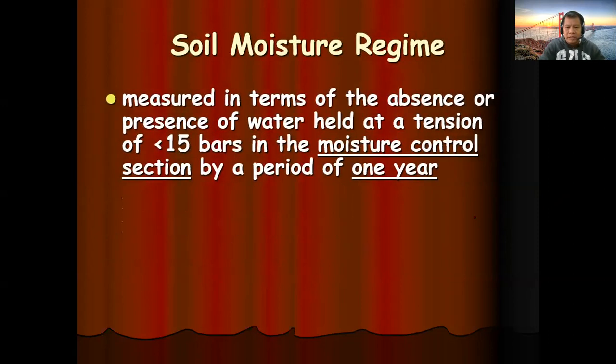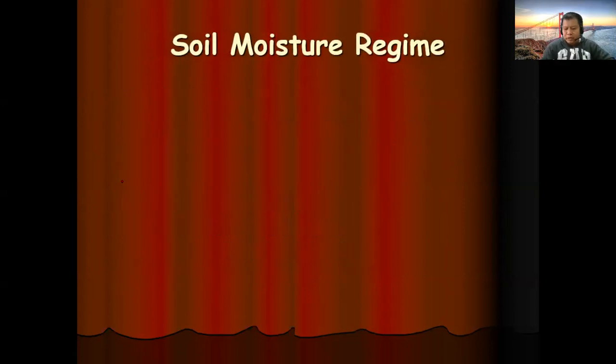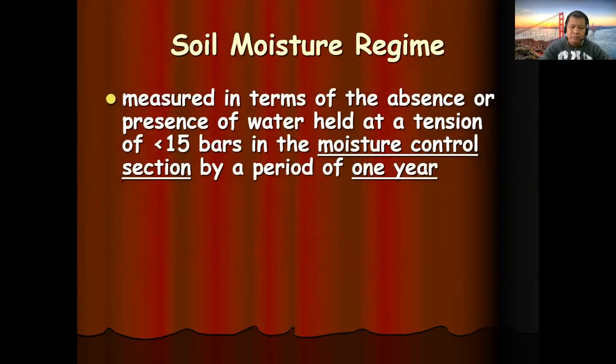Okay, so when we have a soil temperature regime, we also have a soil moisture regime. Okay, ano yung mga moisture regime na yan? So, soil moisture regime is measured in terms of absence or presence of water held at a tension of less than 15 bars in the moisture control section for a period of 1 year. Again, soil moisture regime is measured in terms of the absence or presence of water held at a tension of less than 15 bars.